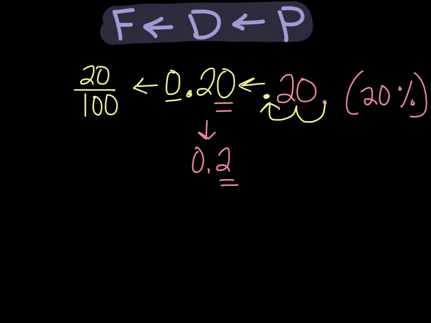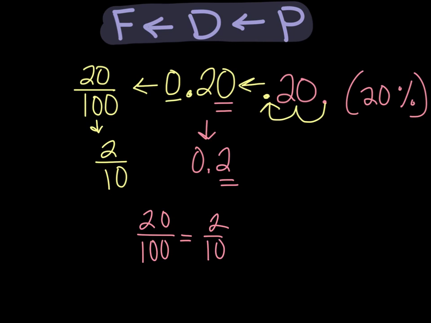You can say 2/10 because he's in our tenths spot, okay? Like I said, either one, it's the same thing. 20 hundredths is the same thing as 2/10. You can easily see for yourself, if you simplified 20 hundredths by dividing by 10, you will get 2/10.